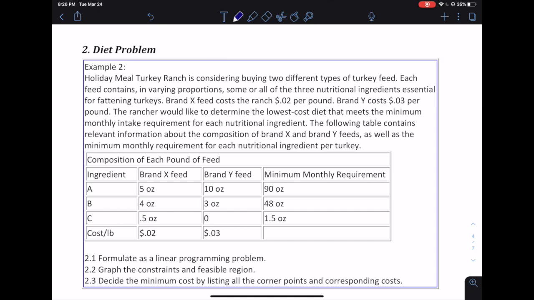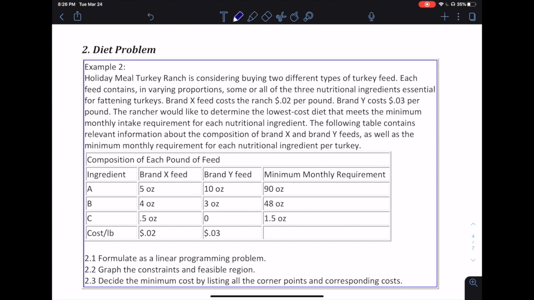Okay, now let's look at the last problem, the diet problem. It is a pretty popular and famous problem where we can use linear programming. A typical example is given here, so let's read the question first.